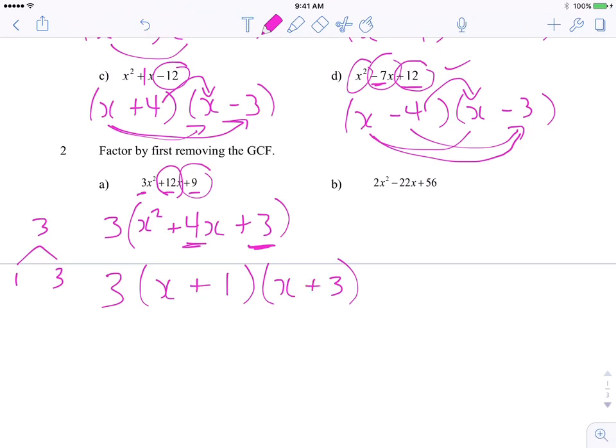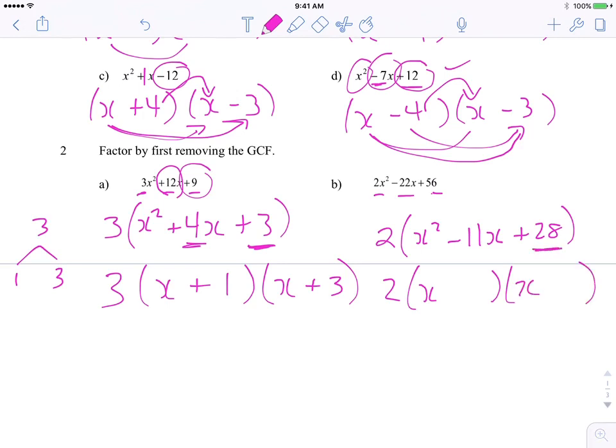Let's try that again over here. I can remove the greatest common factor here, which is 2. 2 times x squared is 2x squared, minus 11x, and then plus 28. Okay, so now I can look at this, and I'm looking for two numbers that multiply to 28 and add up to negative 11.